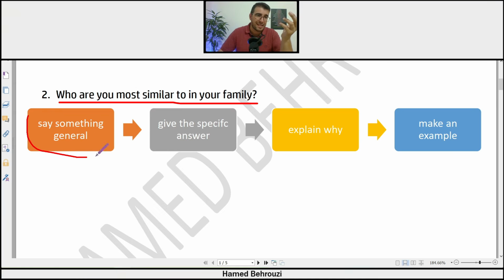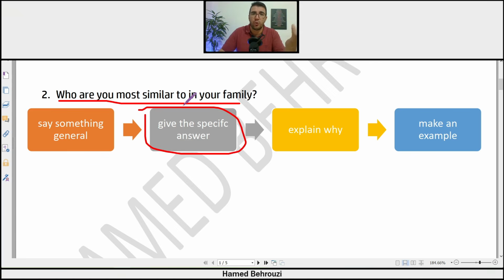So start by saying something general. What do I mean by saying something general? Something general that is related to the topic, okay? Something like, I don't think I have a specific similarity or resemblance with any of my family members. You can say something like that. Or you can go with something like, different people tell me that I have physical resemblance to all the members of my family and all of my family look like each other. Something general like that, okay? In general.